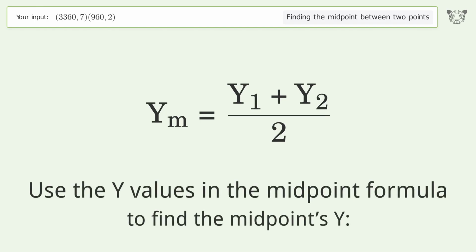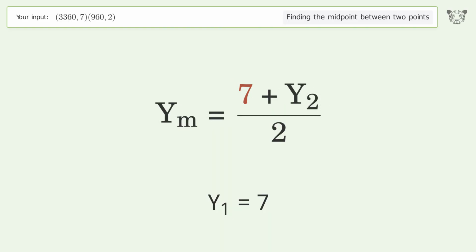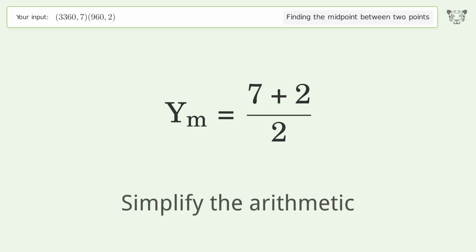Use the y values in the midpoint formula to find the midpoints y. y1 equals 7. y2 equals 2. Simplify the arithmetic.